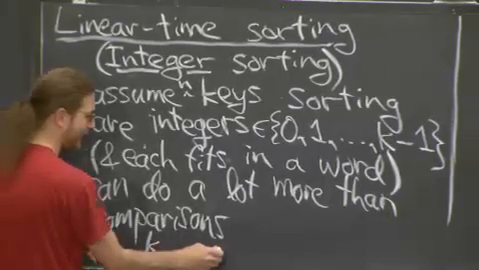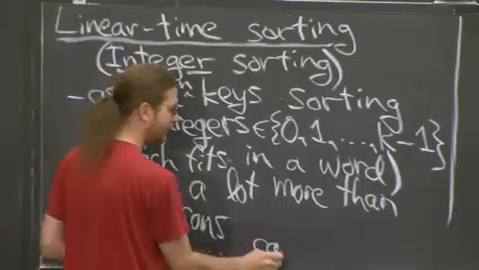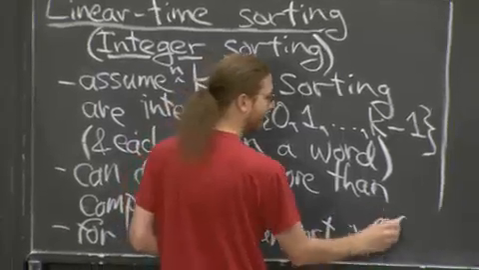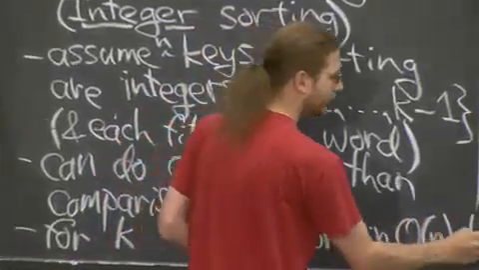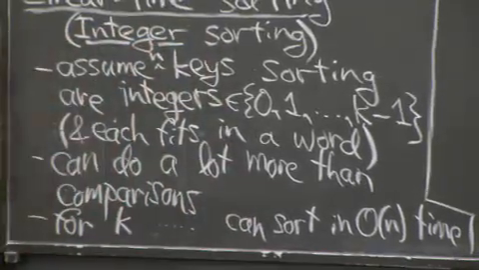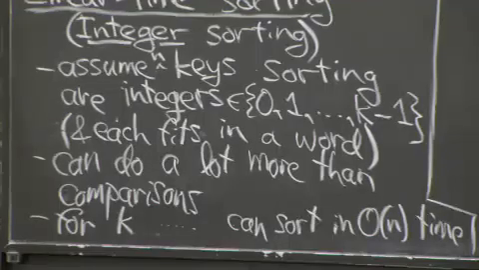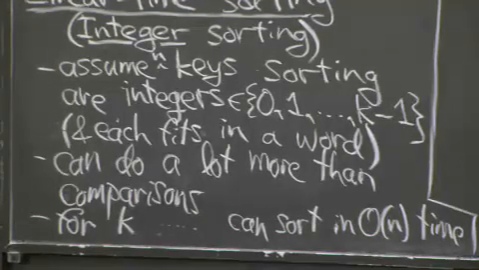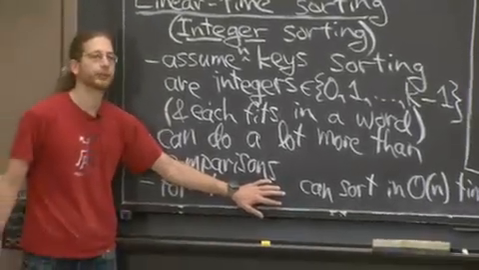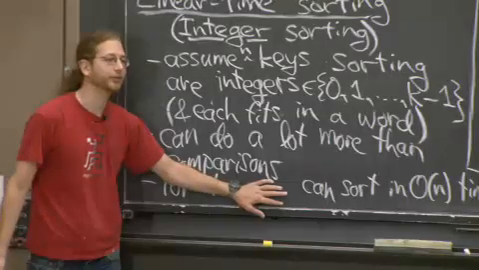I don't know if I want to tell you the answer here. For k not too big, you can sort in linear time. Believe it or not, this topic, integer sorting, is still a major area of research. People are still trying to solve this problem. One conjecture is that even in all cases, you can sort in linear time, given n integers that fit in words. This is not yet solved.